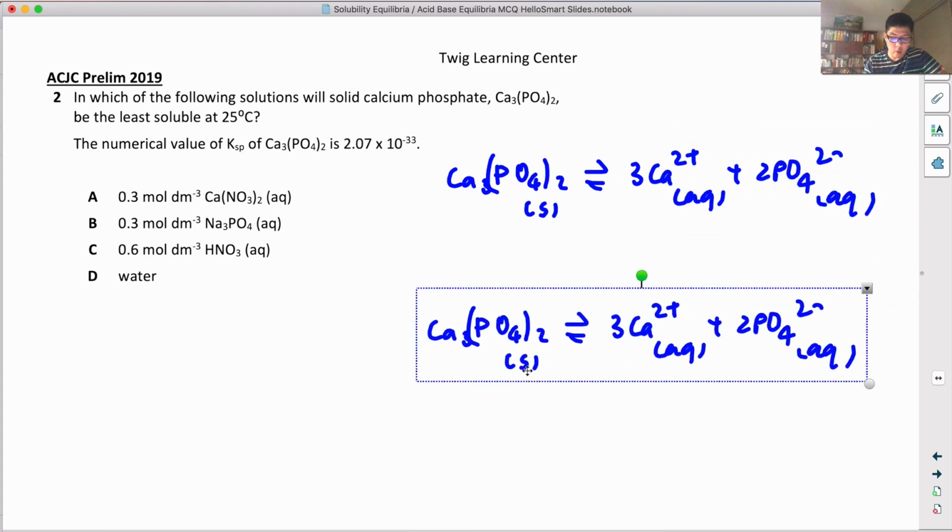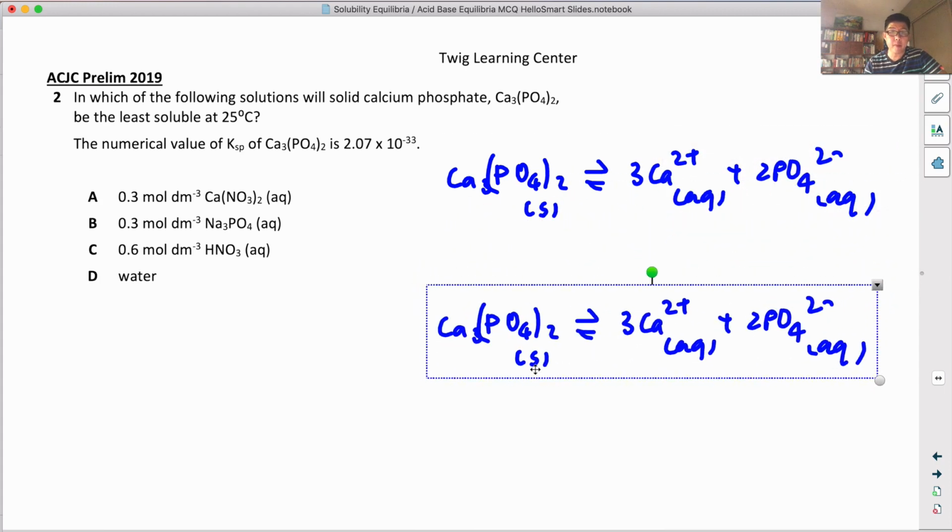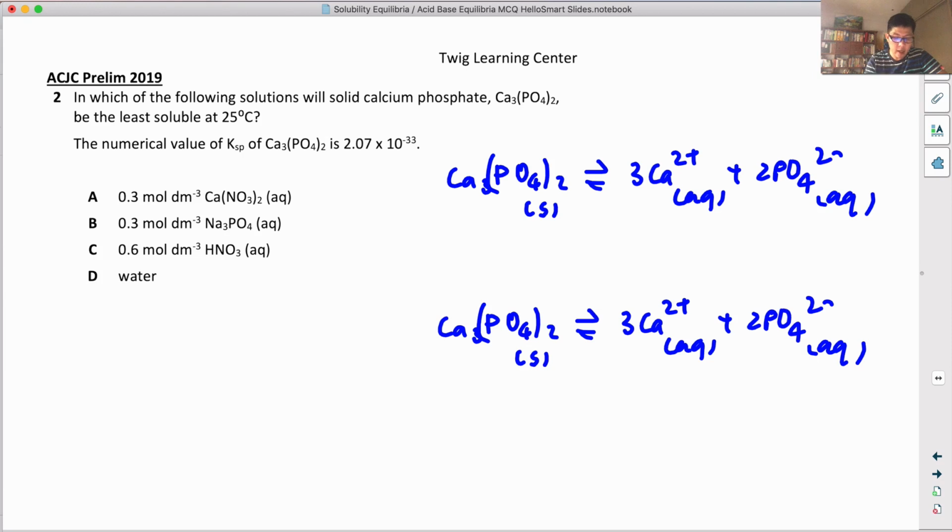So I will only consider A and B because there is a common ion, right? When there's a common ion, it will become less soluble. For A, there's a calcium common ion, and for B, there's a phosphate common ion. But for C, the salt has no common ion, and of course in water it could even be the most soluble. All right, so let's try.